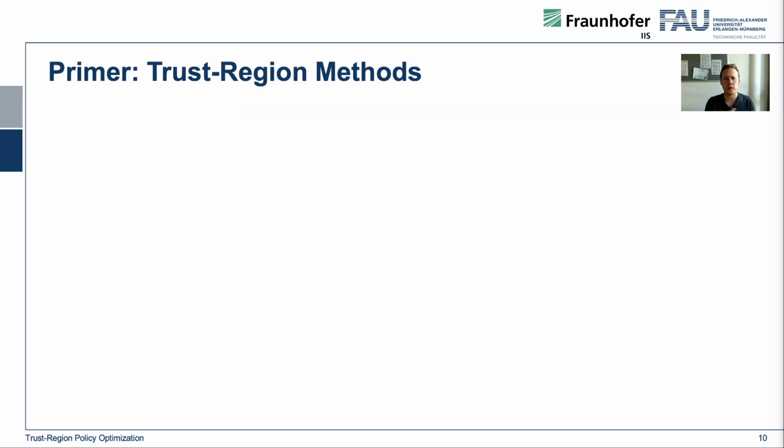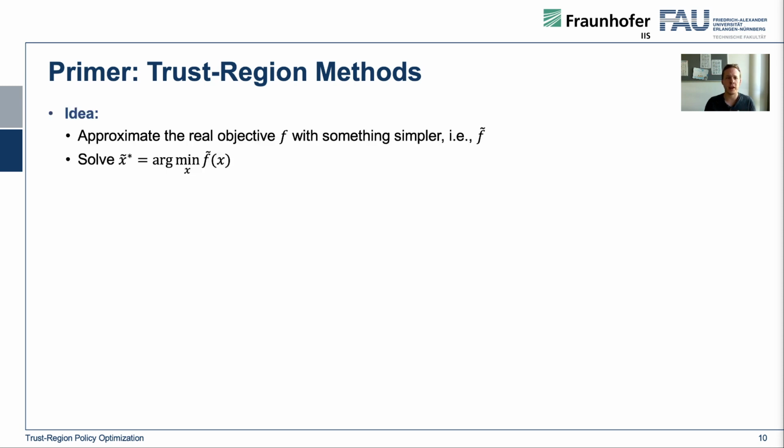Okay, so what do we actually do if we use trust region methods? How do they actually work? The idea in general of trust region methods is that you approximate the real objective, your real surface, within a trust region with a much, much simpler objective function. With this simpler objective function, f tilde, you then solve the minimization problem of the surrogate function. So you find a set of parameters, an optimized point, which minimizes your surrogate function.